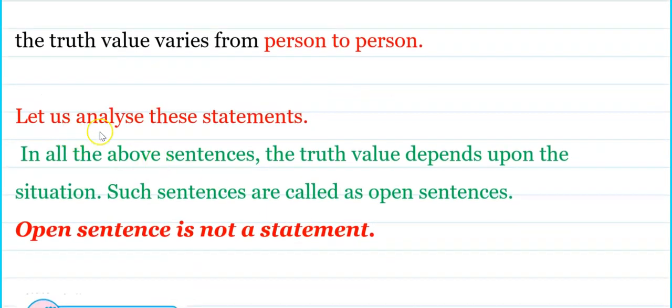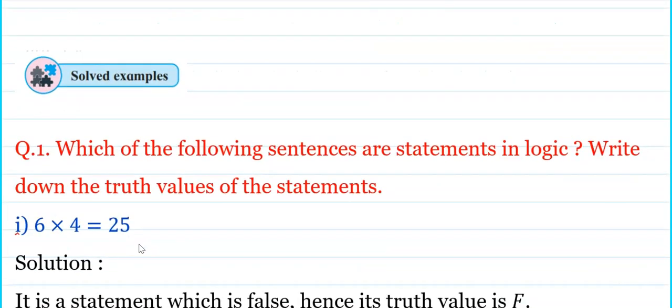Now let us analyze these statements. In all the above sentences, the truth value depends upon the situation. Such sentences are called open sentences. Open sentence is not a statement. Okay. त्यावेळेसची ती सिच्युएशन असेल त्यावेळेस त्याची ट्रूथ व्हॅल्यू डिपेंड असते. ओपन सेंटेन्स is not a statement. Now we'll see some short examples.